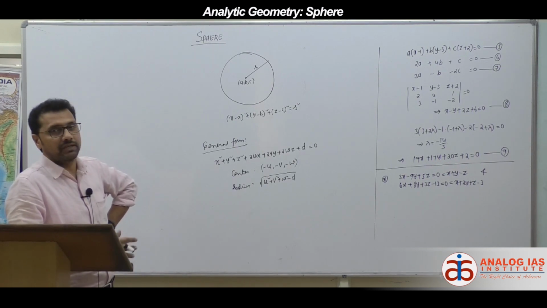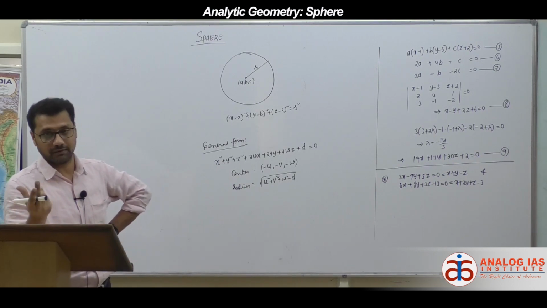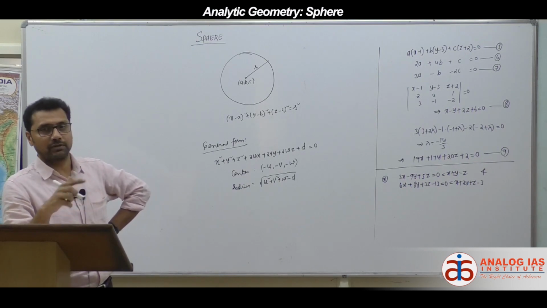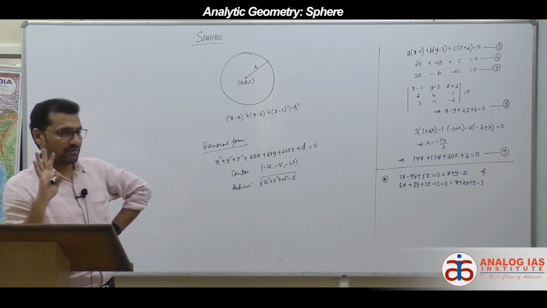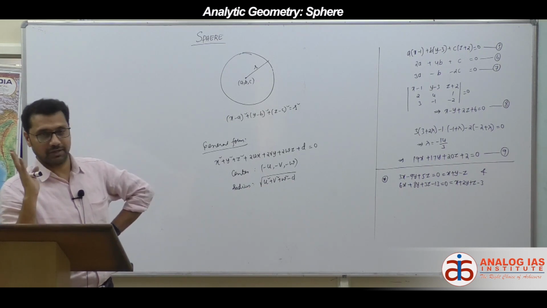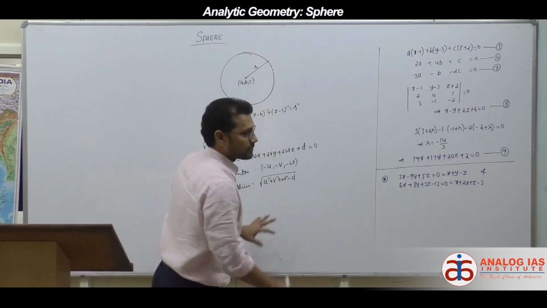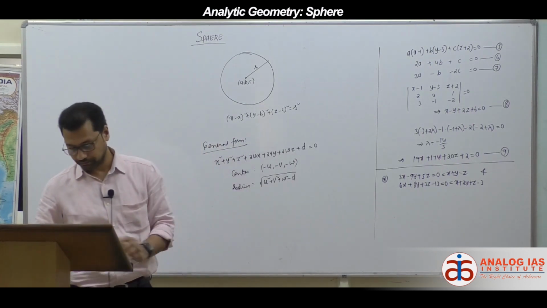Obviously, whenever the square root term is greater than or equal to 0, only then it is a real sphere. If the square root term is negative, that means the radius is imaginary, then it will be an imaginary sphere. It's not a real sphere then. So to have a real sphere, the square root term should always be greater than or equal to 0.